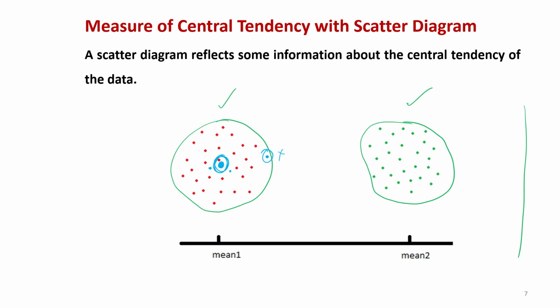So this is the value which is the mean of these observations. And similarly, if you look at the green dots, you can see that here the data is concentrated somewhere in this region. So this value is the mean of the observations of the second data set. Let us call them mean 1 and mean 2. And suppose this is your x axis on which we have plotted the data.